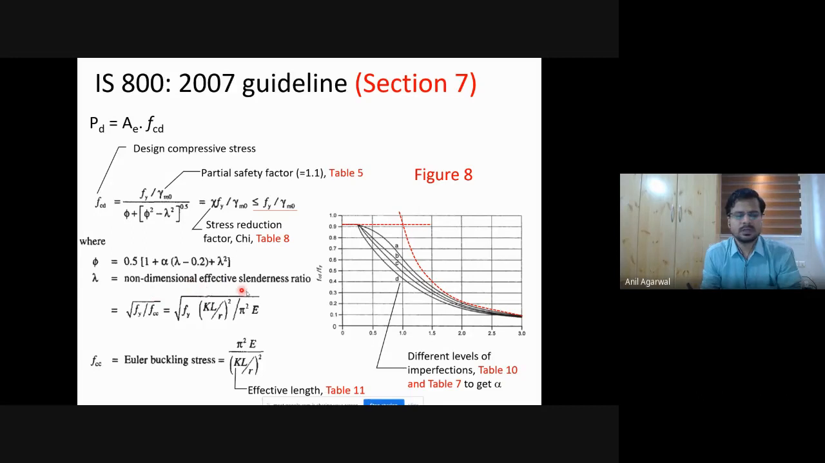So this is non-dimensional. Even the other one is non-dimensional, so I won't emphasize too much on the non-dimensional part of it. KL by r is the other expression, which is also referred to as slenderness sometimes, so you have to be careful which one you are talking about. KL by r is not a normalized slenderness, but this one is a normalized kind of slenderness value. So lambda basically governs the relationship between Fcc, that is the Euler buckling stress, versus Fy. That is the relationship that is governed by the lambda value.